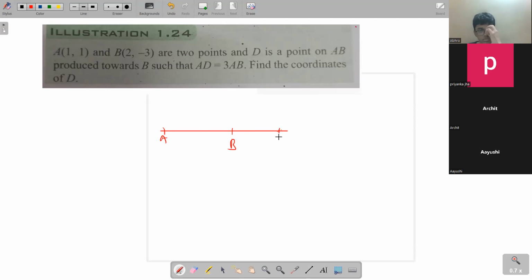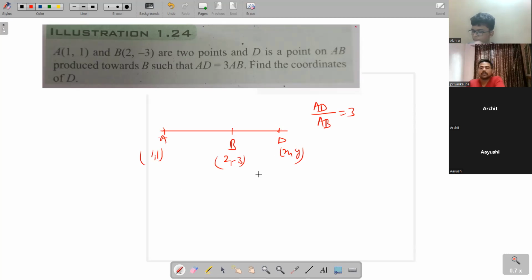See, this AD, you can see that AD upon AB is 3. So AD is of course greater than AB. Now you can see that. Find the coordinates of D. So A is given, B is given. You have to find coordinates of D. Now see, we can say that this AD is externally dividing AB, right? I'll tell you 2 ways. Don't worry. We can say that this D point is externally dividing AB, right?